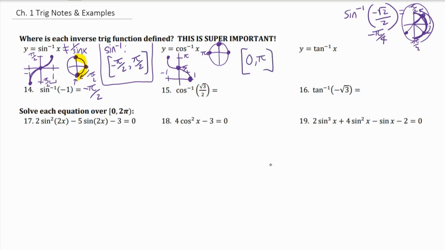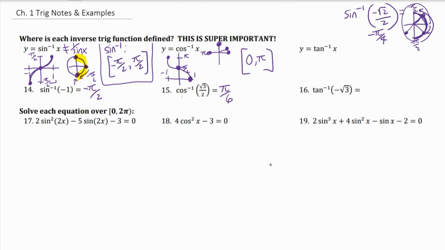So for example, cosine inverse of root 3 over 2 means where is the x-coordinate on the unit circle root 3 over 2? Root 3 over 2 would be right here, and that occurs at pi over 6. Now, does that mean that at 11 pi over 6 you don't have a cosine value of root 3 over 2? No, that's not what that means. Yes, at 11 pi over 6, the cosine value is root 3 over 2, but that's not the question. The question is, what is the cosine inverse of root 3 over 2, which only has one answer, and that one answer is pi over 6, because that is within our range of 0 to pi.